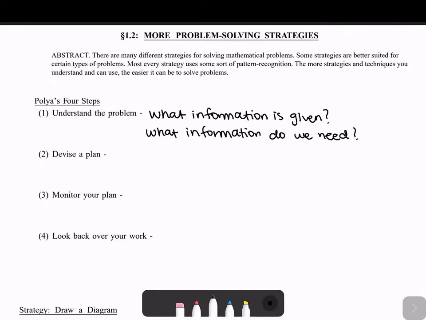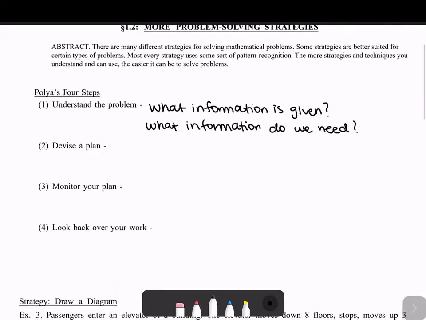So once we understand the problem, we devise a plan where we pick our problem solving strategy. So we have some from section 1.1. We're about to go over some more from section 1.2.